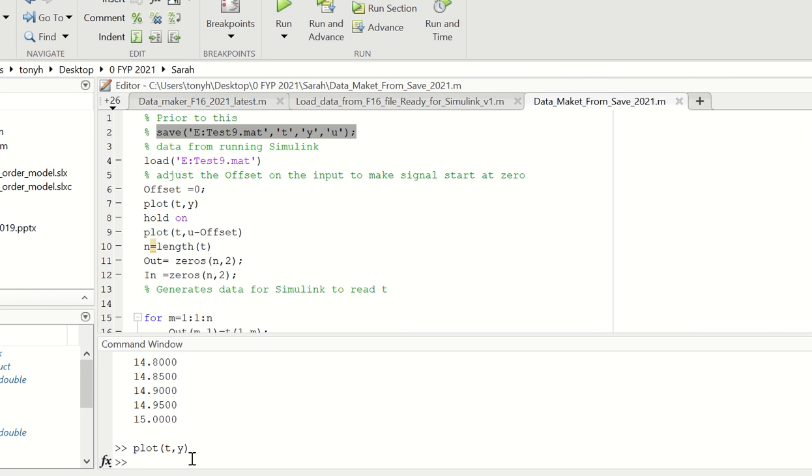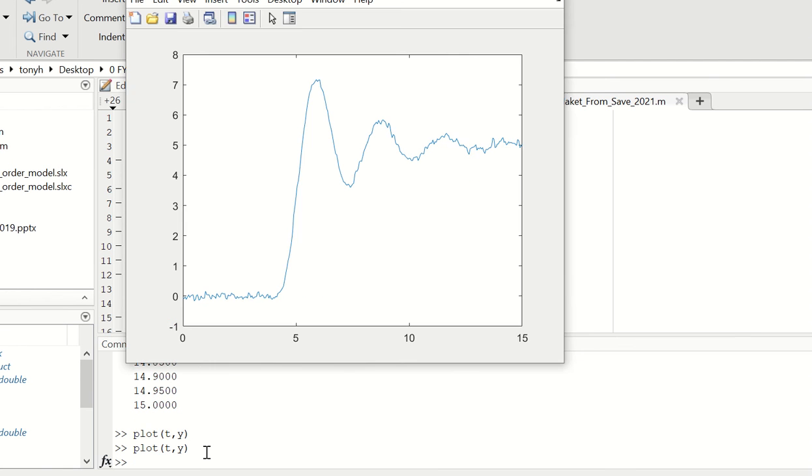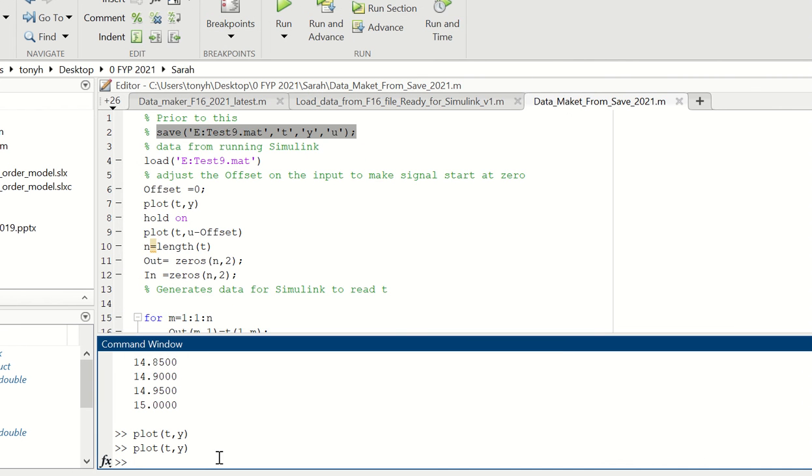Right, so just before we do this, we type in plot t comma y, which will plot the output. You can see now this has got this bit of noise on. So we've got this noisy signal, which we're now going to feed into the system identification. So we type in here now system identification.